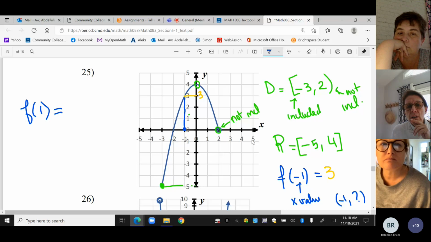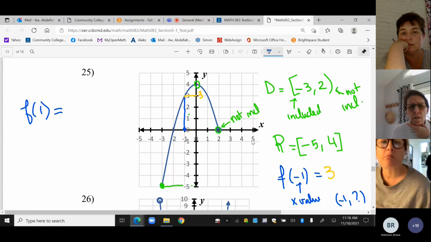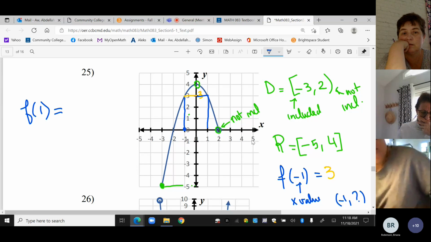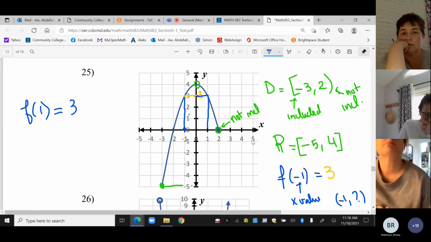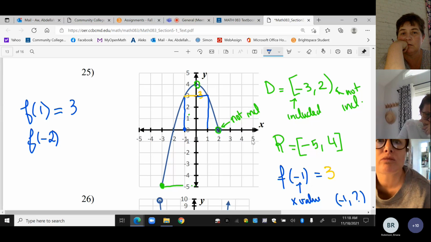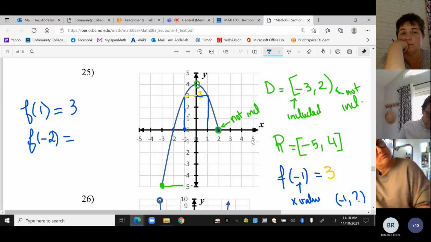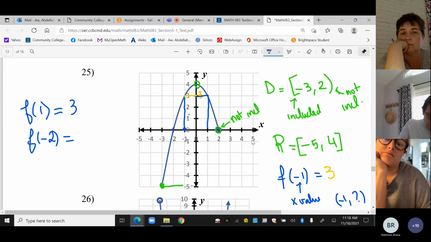3. Everybody agrees f of 1 is 3? Yes, f of 1 is 3, right here. All right, what is f of -2? 0. Thank you very much. F of -2 is 0 right here, because here we don't need to go vertical or horizontal because we are straight. -2 is called an x-intercept, so f of -2 is exactly 0.